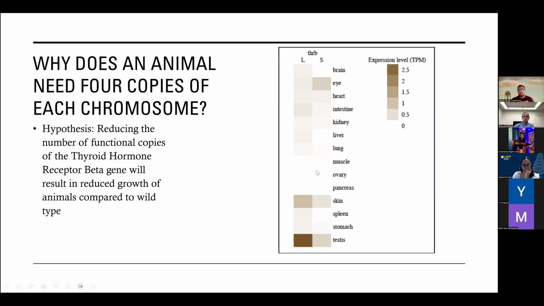And so one of the main organs that I looked at was the intestine. So in this diagram on the right, if we look at the expression of thyroid hormone receptor beta in the intestine, specifically the L allele, it's much higher than the S. So it makes it a very good study for looking at specifically the L allele versus the S allele.